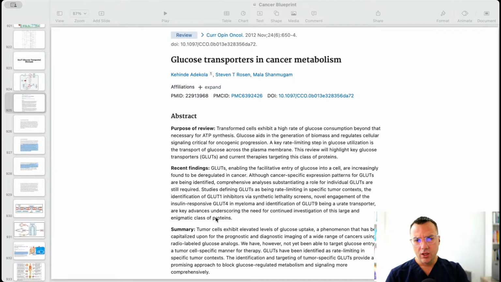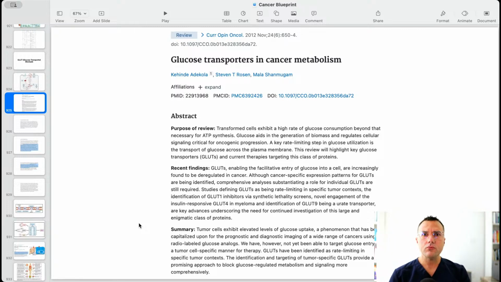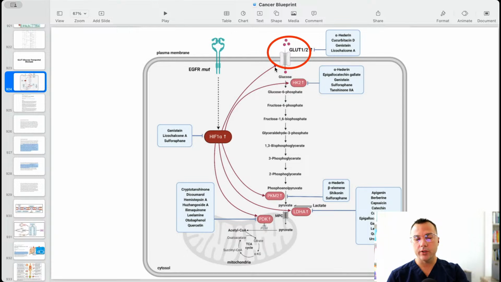So I pulled this paper first because it's the oldest that I am going to be using in this particular talk today. And I think it highlights some very important things. Number one, this transporter is critically important because it doesn't matter if you have 10x the amount of hexokinase or 10x the amount of other enzymes.